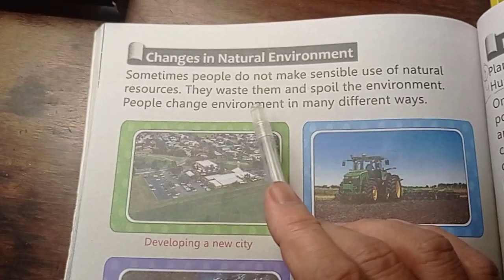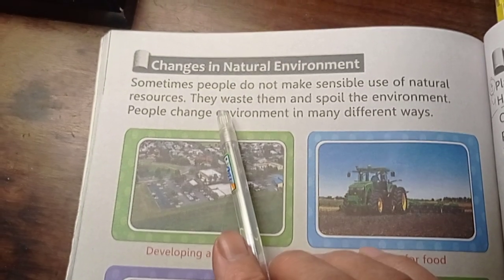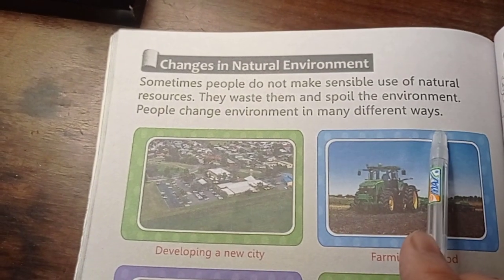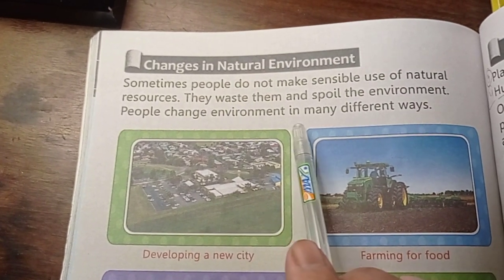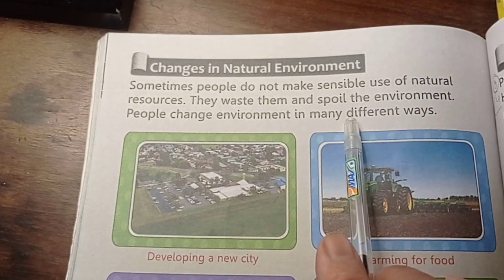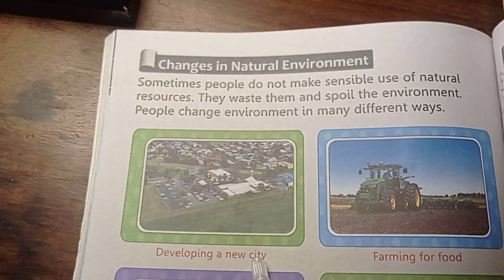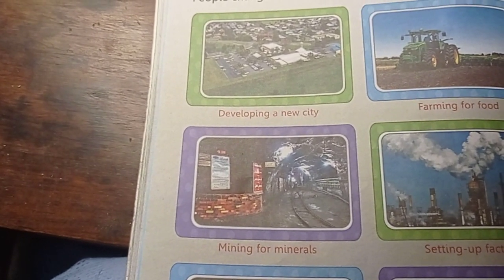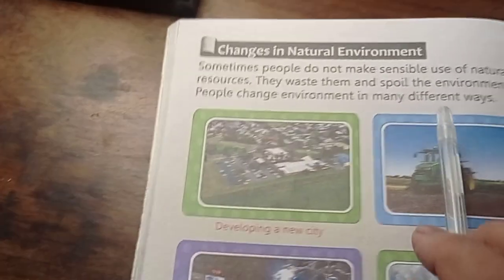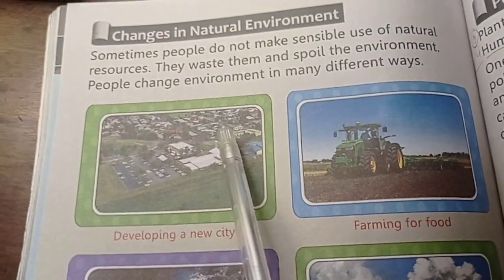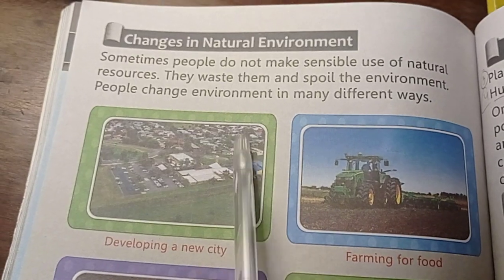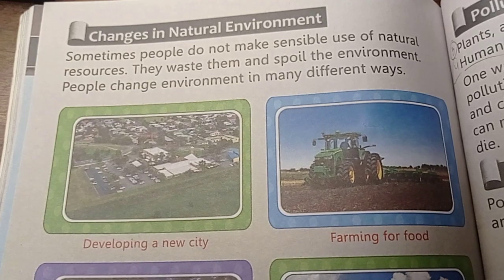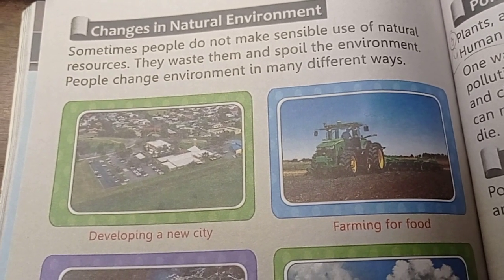Sometimes people do not make sensible use of natural resources. They waste them and spoil the environment. People change environment in many different ways. How do they change the environment? They change the environment by cutting down the trees, by developing the new cities, by farming the food, by mining for minerals, setting up factories, cutting down the trees, making dams. These things are actually destroying our environment, because when we are developing the new cities, we do not think about that the trees are so important for us. We keep on cutting down the trees.